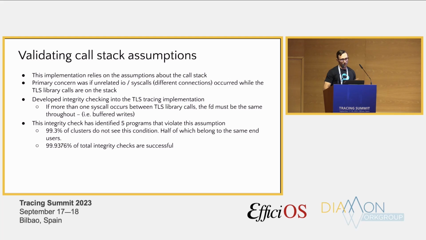We ran this integrity checker, which, as I mentioned, is part of our tracing implementation, so it's always on. Over the 6 months that we've run this, we've only found 5 programs that violate this assumption. The clusters that do see this condition essentially belonged to the same set of end users because they were running the same processes on these clusters. The overall volume of these occurrences is extremely low. And so we gained confidence that we could perform this tracing in this way from running this in production and seeing the results.